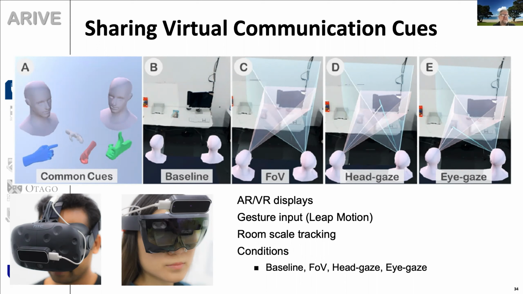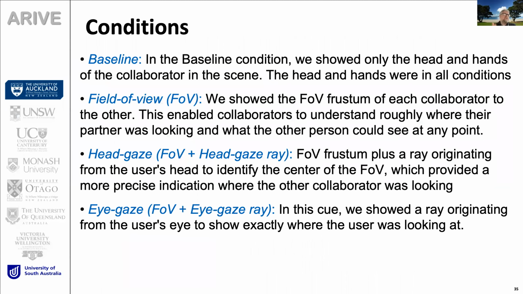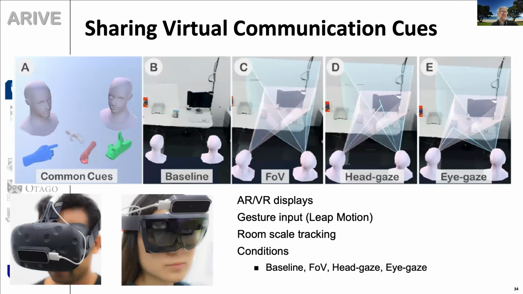So that was the setup in terms of the communication cues. And we had these four conditions. In the baseline condition, there was only heads and hands. We had a field of view condition where you only showed the field of view of each person. Then you had a condition showing the head gaze ray and the eye gaze ray. So it's pretty much B, C, D, and E in this chart here.